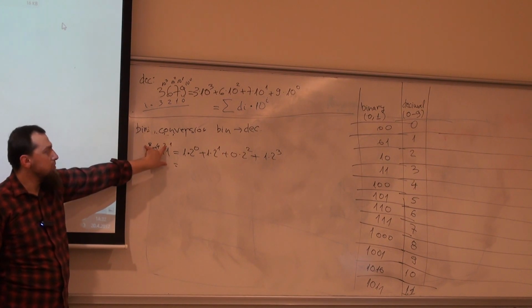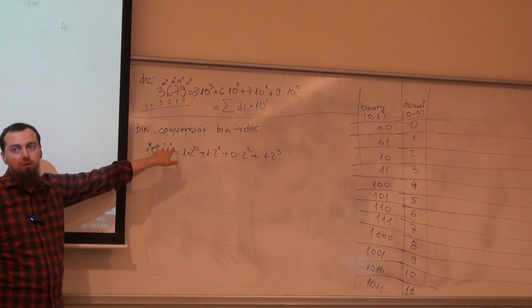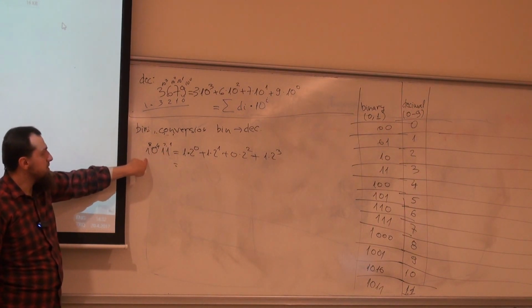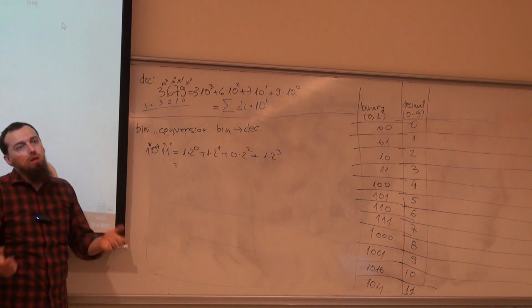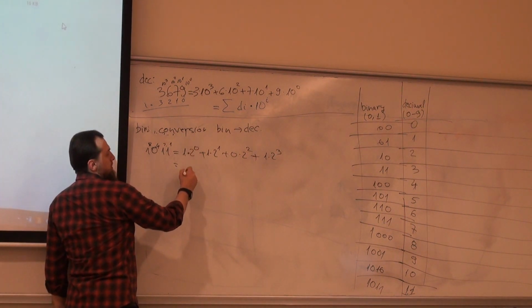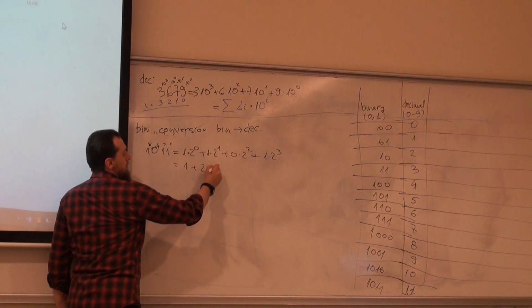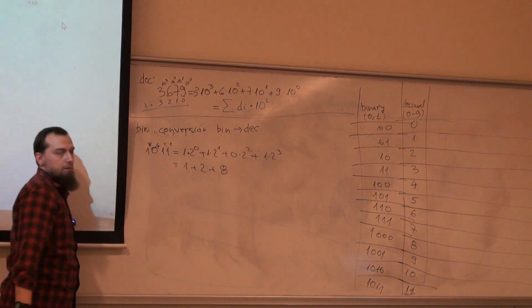So 8 plus 2 is how much? 10. Plus 1, it's 11. In those corresponding places I have 1's. That's why I just count those powers, and this is it. Now this is what I get from here. 2 to the power of 0 is 1, plus 2, plus, this is 0, I'm not going to write it, plus 8. This is how I get it.